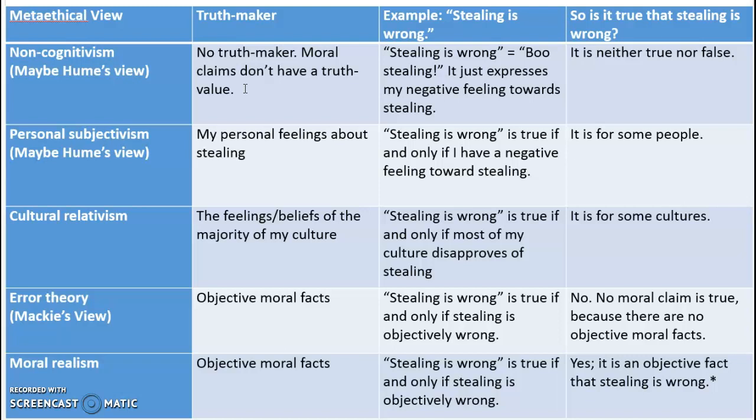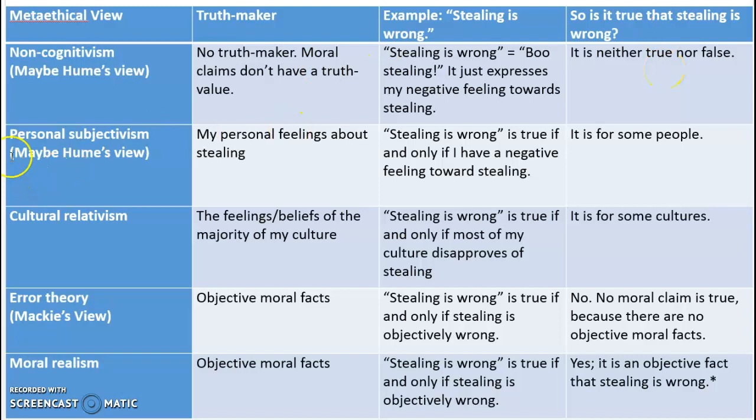So, for example, when I say stealing is wrong, that's like saying boo stealing. Boo stealing doesn't have a truth value. It's neither true nor false. It just expresses my negative feeling towards stealing. It's like saying yuck, stealing. The non-cognitivist thinks that really that's what all of our moral claims are saying. Yuck, stealing. Boo, stealing. So they're neither true nor false at all.